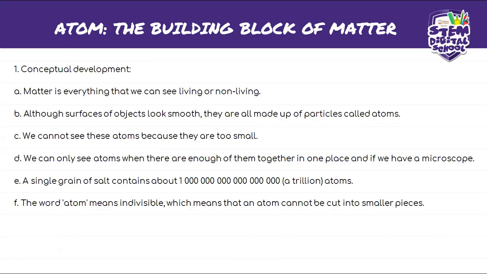And we said we cannot see atoms because they are too small. We can only see atoms when there are enough of them together in one place, and even then we have to use a microscope. So what this point is saying is that atoms are very, very minute. And when you put them together, like in the form of a heap, our naked eyes cannot even see them. Then we have to be assisted with a microscope.